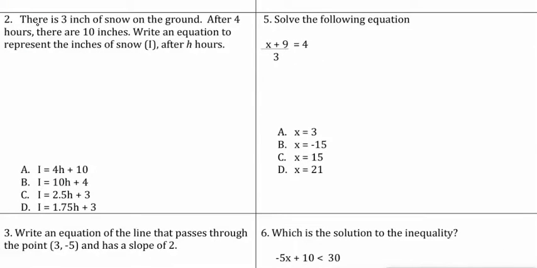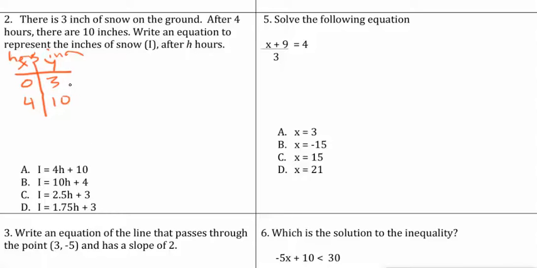Question number 2. It says there are 3 inches of snow on the ground. After 4 hours, there are 10 inches. Write an equation to represent the snow after h hours. So, first thing I'm going to do is make a little table here for the inches of snow and the time. So these are hours, and over here we have inches of snow. So at the beginning, there's 3 inches of snow, and after 4 hours, there's 10 inches of snow.